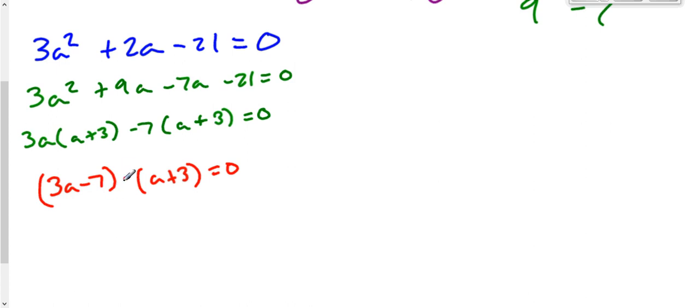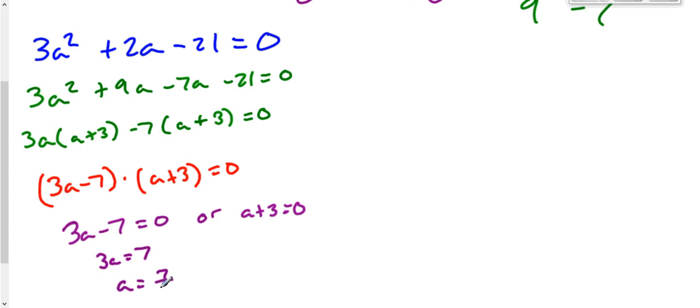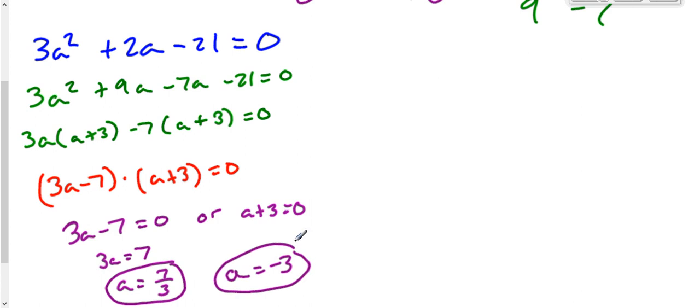Now that we have the multiplication here, we can use our zero product property. 3a minus 7 equals 0, or a plus 3 equals 0. So we add the 7, divide by 3, so 7/3. Always simplify your fractions if possible. Not possible in this case, so we're going to leave it as an improper fraction. This is one of our answers. And the other answer is negative 3.